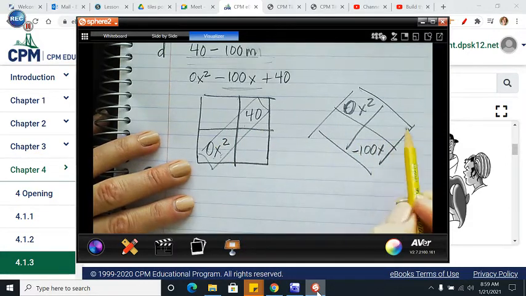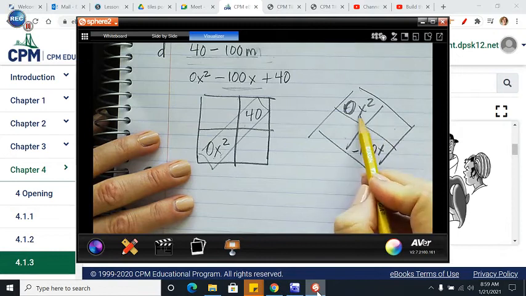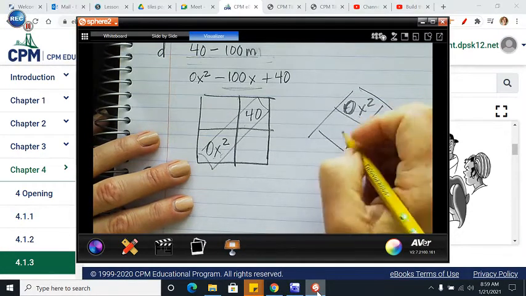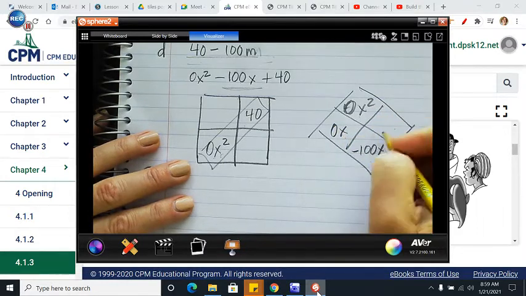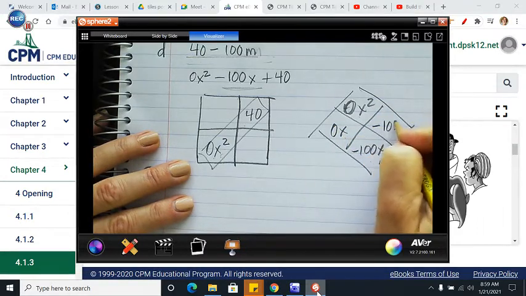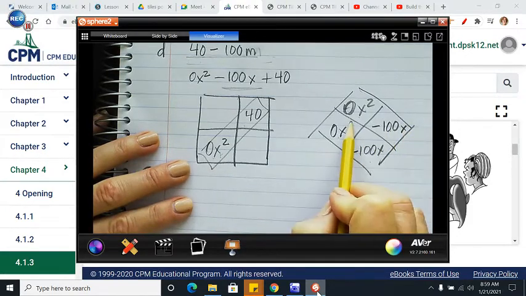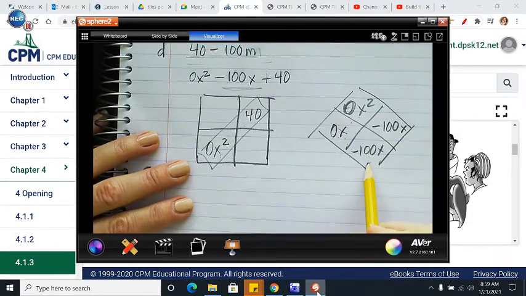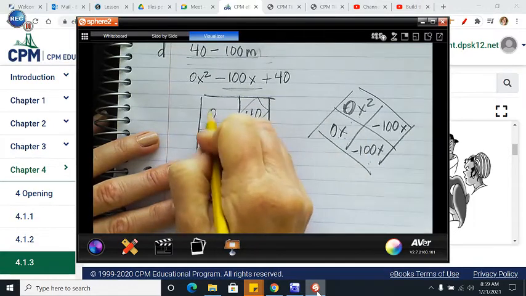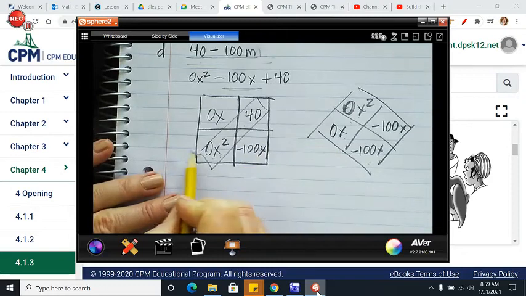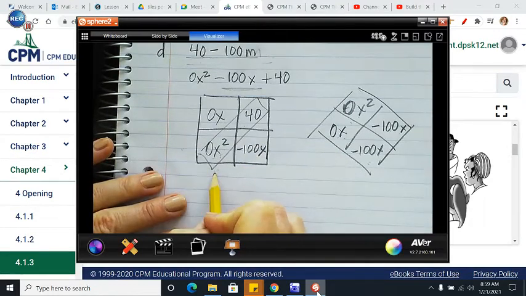So I'm looking for two numbers that when I multiply them, I get 0x squared. When I add them, I get negative 100. So that would have to be 0x and negative 100x. When I multiply these, I get 0x squared. When I add them, I get negative 100x. So 0x, negative 100x. And then we said, okay, what do you multiply to get 0x squared? One of these has to be 0.